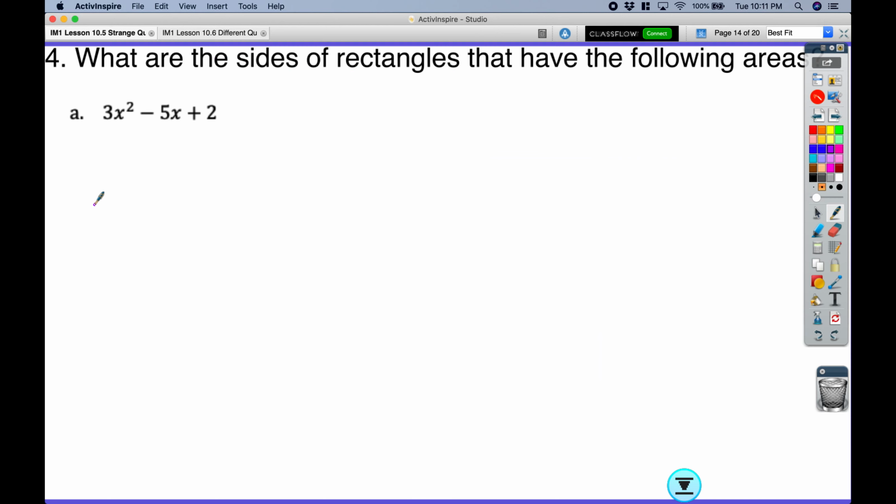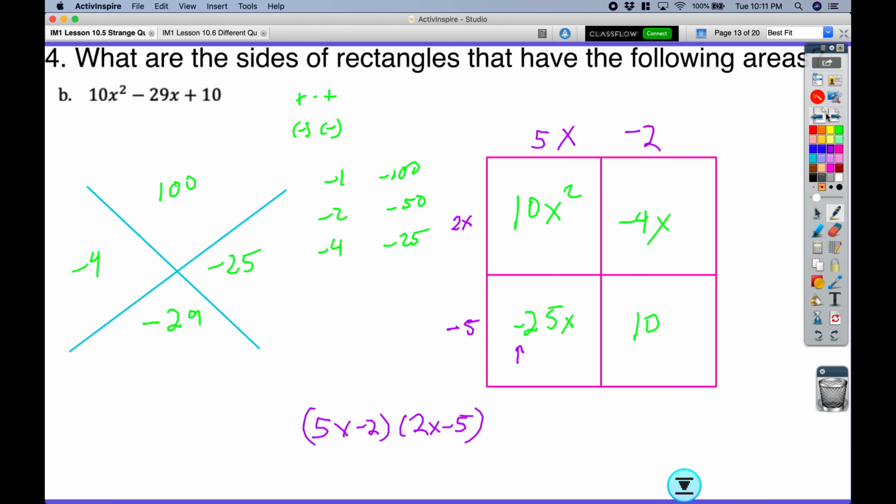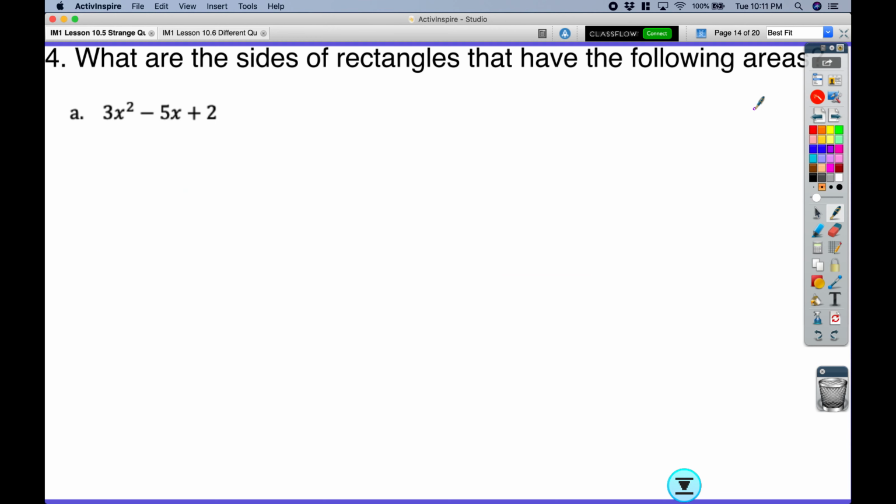All right, let's go ahead and look at this. It says, on this one, what is the area of these rectangles? So same idea. Here we go, I have positive 6 and adds to negative 5. I know that these are both going to be negative values because it has to multiply to a positive and add to a negative.